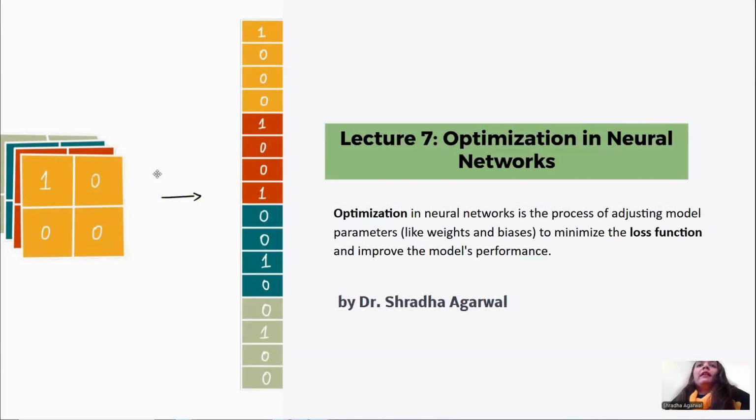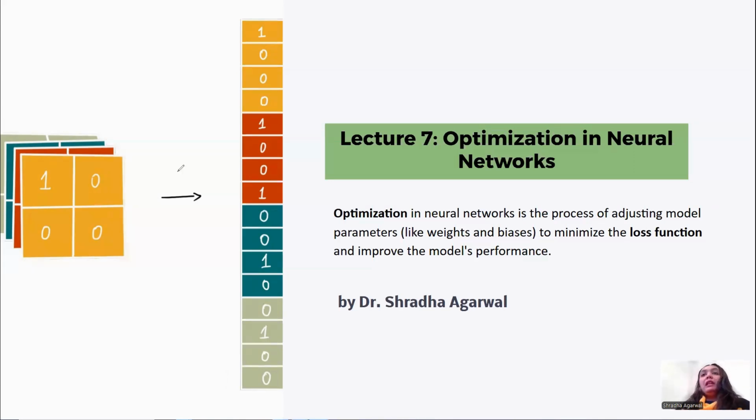Good morning, everyone. Welcome to week 4, and today's lecture is optimization in neural networks. So, guys, what is optimization in neural networks? Optimization in neural networks is the process of adjusting model parameters like weights and biases to minimize the loss function and improve the model's performance.